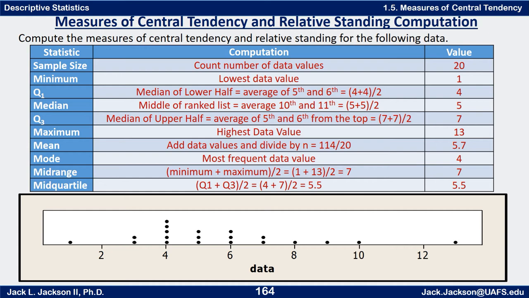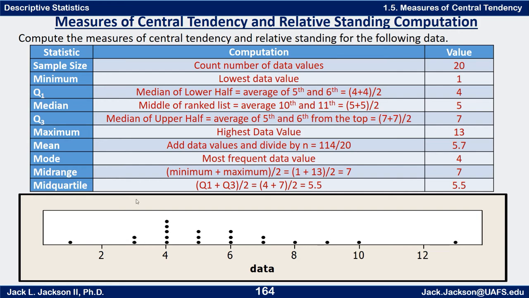We can use those to compute the mid-range and mid-quartile. The mid-range then is just the average of the minimum and maximum, so 1 plus 13 divided by 2 is 7. The mid-quartile is Q1 plus Q3 divided by 2, which is 5.5. The most frequent one you can see is the one with the most dots, which is 4. And then to find the mean, you add up all the data values and divide by n. So when you add up all the data values, that's 1 plus 3 plus 3 plus 5 4s plus 3 5s plus 3 6s and so forth. You get 114. Divide that by 20. You get the mean of 5.7.